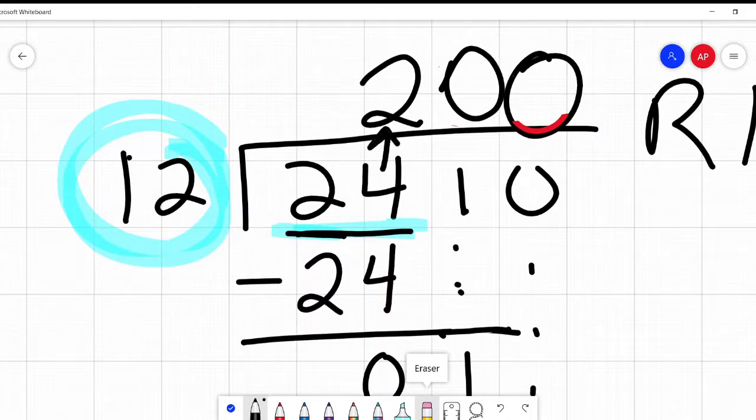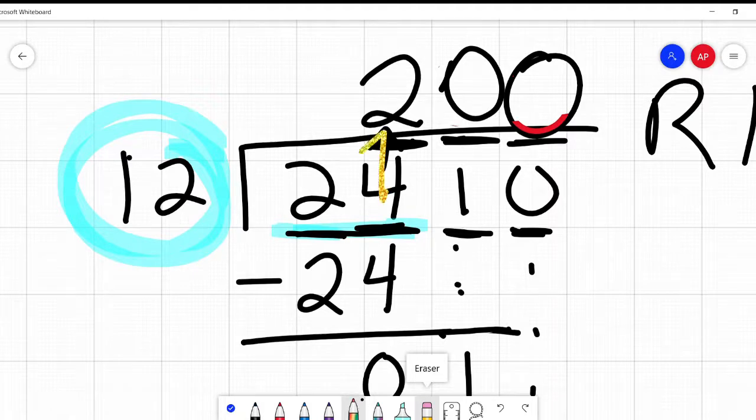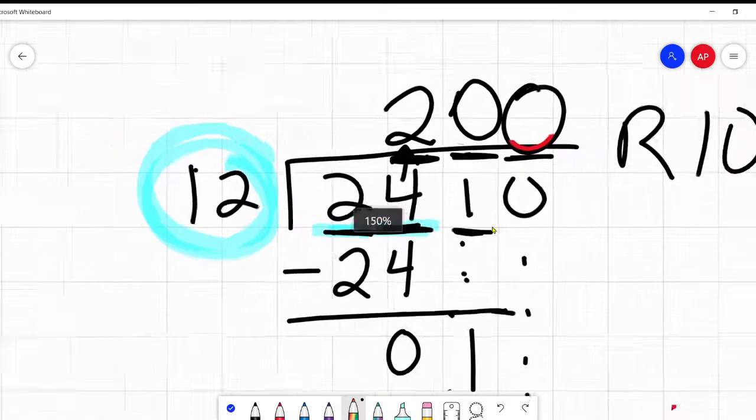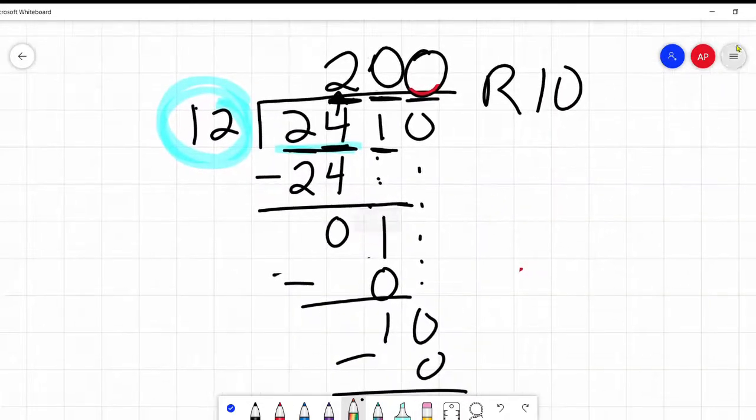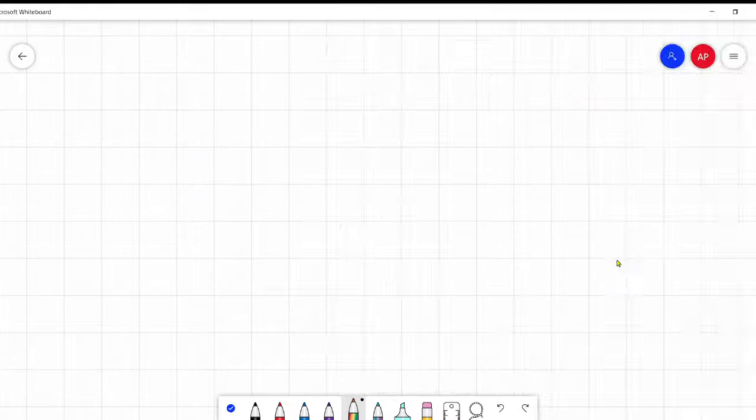By writing it there, I've ensured I have a number in my answer above each number in the number that's being divided. Once I've started, there has to be a number above each one. So those are just some general pointers for that scenario, which does come up.